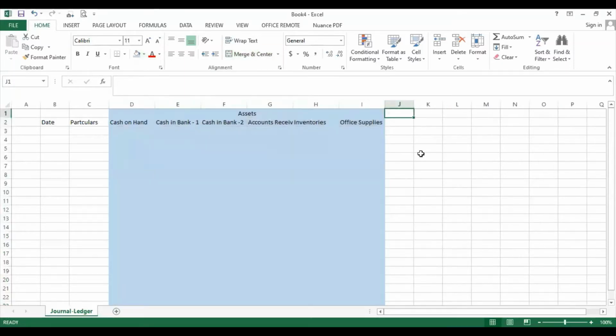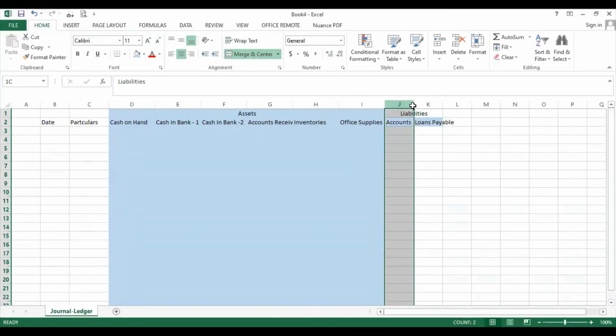And aside from assets, we will also have our liabilities, of course. Your liabilities would include accounts payable and let's just have two loans payable. So let's combine this, highlight, and let's change color.